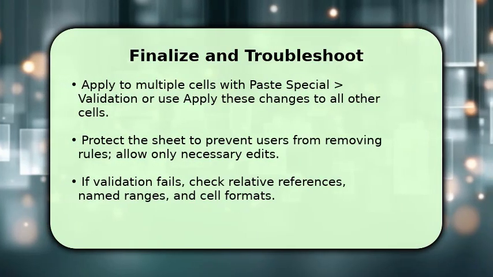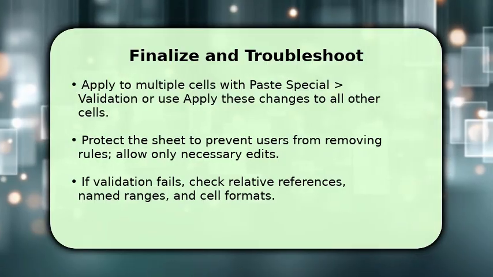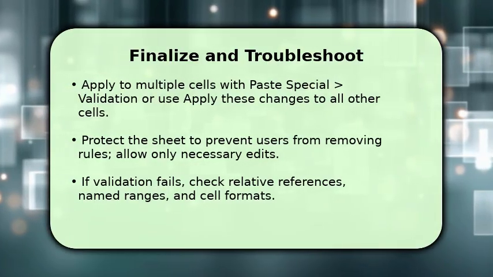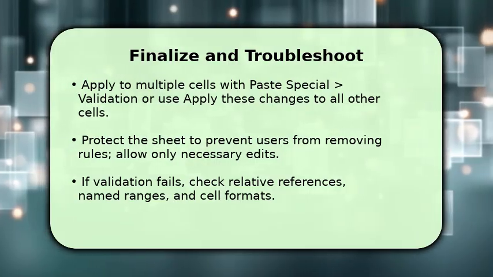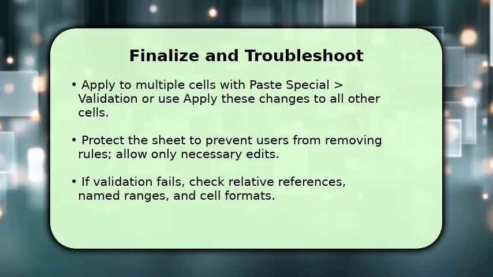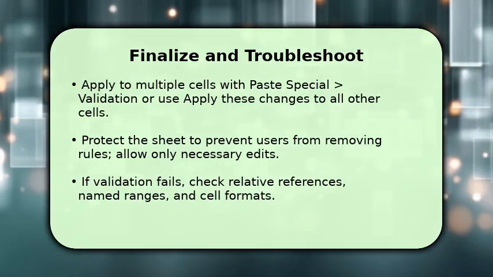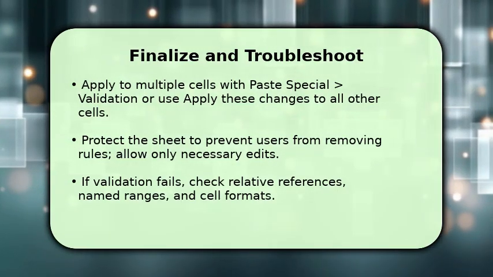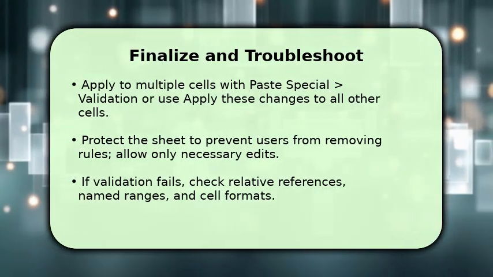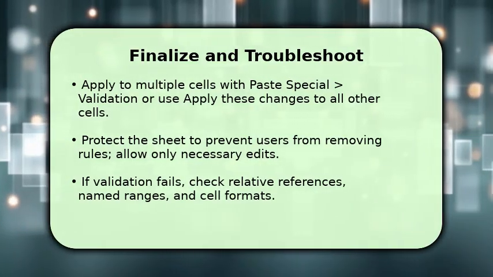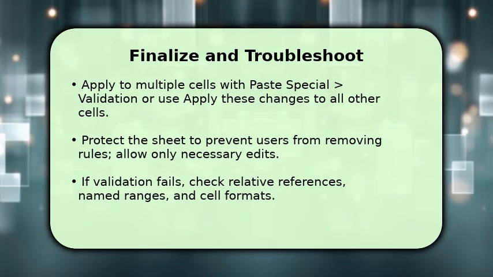To finish, copy the validation to all target cells using paste special validation or set the range in the original dialog so every cell shares the rule. Then protect the sheet if you need to stop users from deleting or changing rules, but permit input on unlocked cells. If something goes wrong, make sure formulas use correct relative references, that named ranges point to the right place, and that cell formats, text versus number, aren't blocking matches. Adjusting these fixes most issues quickly.